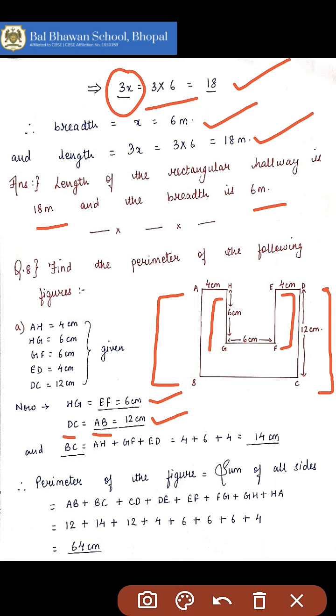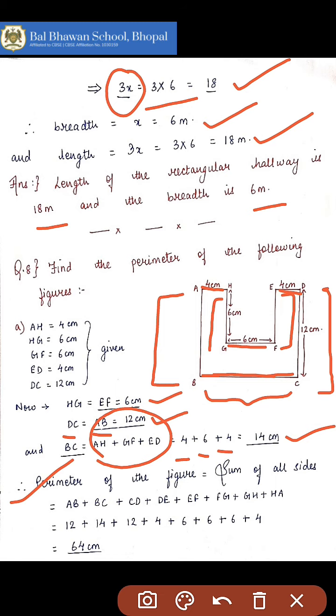Whereas the third unknown side, that is BC, is equivalent to this portion of AH, then this portion of GF, and the remaining portion of ED. So we can say that BC is the sum of the sides AH, GF and ED, which are 4 plus 6 plus 4. That means 14 centimeter.